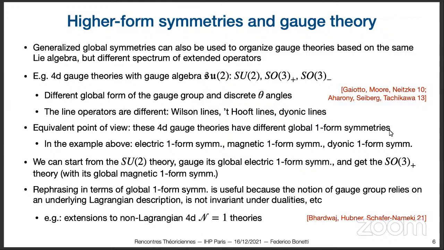And maybe even more broadly, we know that sometimes referring to the gauge group is not necessarily a good idea. What if we don't have a Lagrangian description, or even if we have it, oftentimes it's not invariant under dualities. So if we rephrase the problem in terms of global one-form symmetries, we have a better description. It can also be extended to cases where a Lagrangian description is not available. So it's not immediately obvious what it would mean to talk about, say, the global form of the gauge group, but we can still talk about global one-form symmetries, what happens if we gauge them, and all sorts of other considerations.